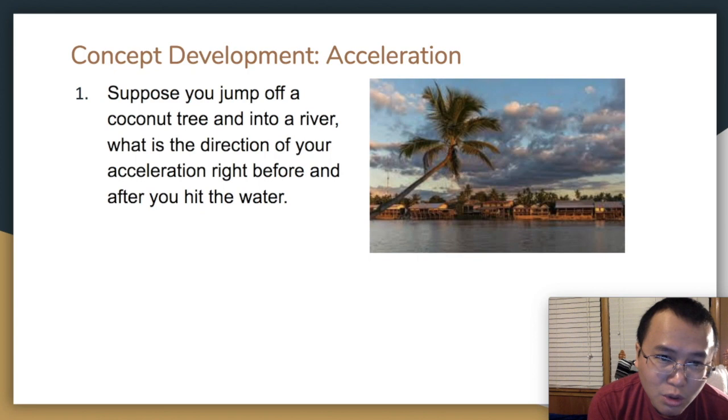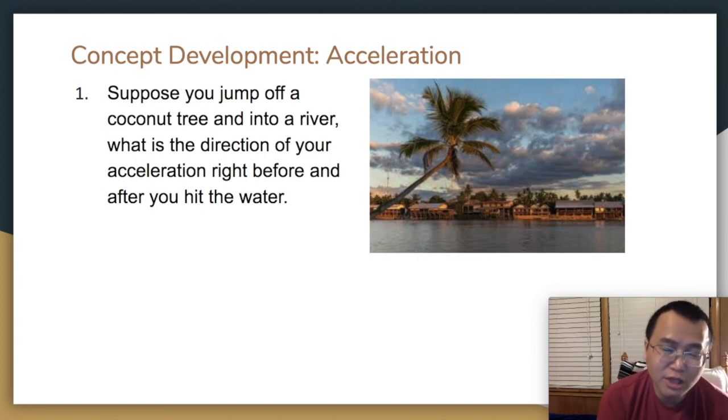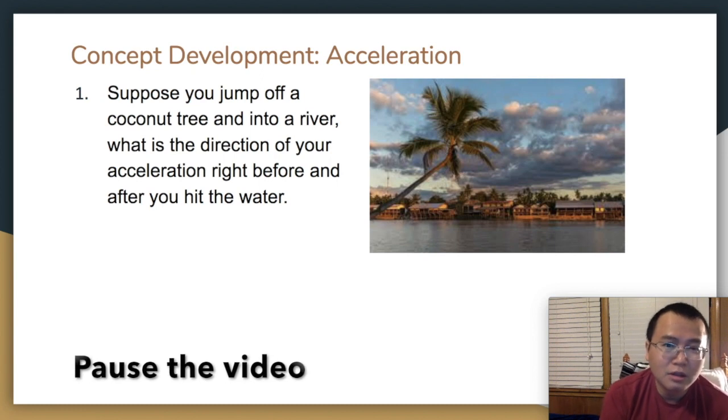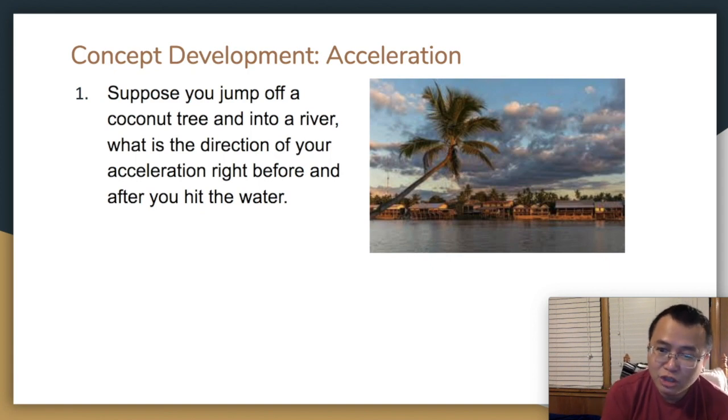Suppose you jump off a coconut tree and into a river. What is the direction of your acceleration right before and after you hit the water? Pause the video now. Okay, before you hit the water, the acceleration is downward. If you remember from my lectures, it's approximately 10 meters per second squared downward. So the direction of acceleration is downward. When you hit the water, the net force would be upward, slowing you down.